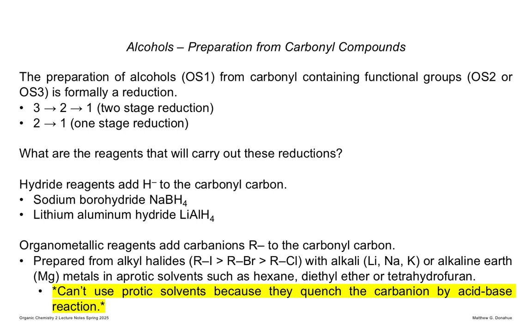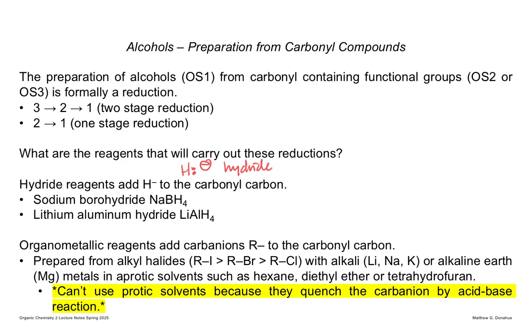So we're going to look at these 2 scenarios here, the 2-stage and the 1-stage reductions. The reagents to carry these out are called hydride reagents. So again, hydride is H minus. We can't just have a bottle of H minus sitting around. It's part of a reagent. The 2 most common ones that are used are sodium borohydride, NaBH4, and lithium aluminum hydride.